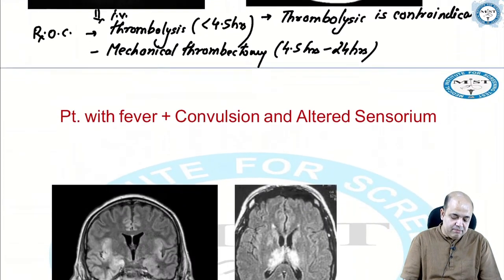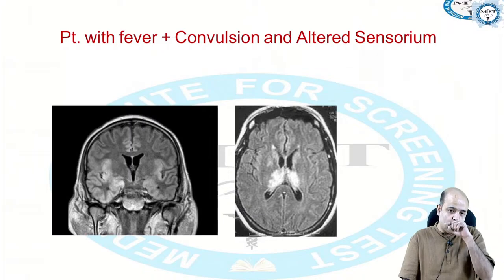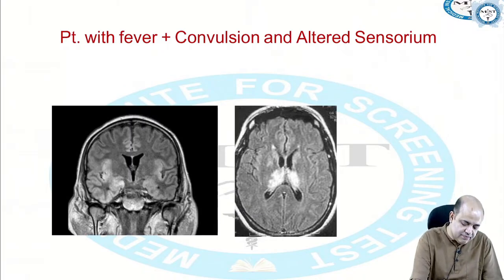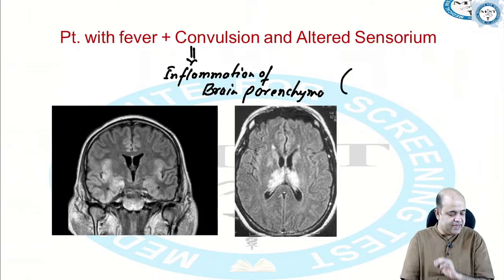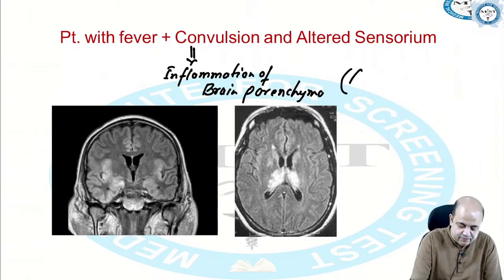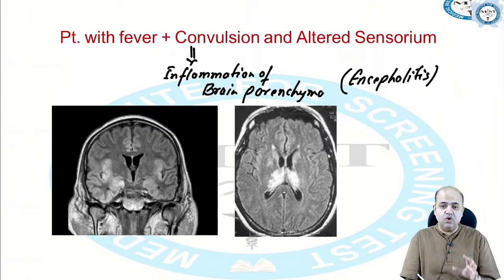Patient who has come with fever, convulsions and altered sensorium. We know that there is inflammation of the brain, inflammation of the brain parenchyma. What is it called? It is called encephalitis. And what are the two more important causes which are asked in the exam?